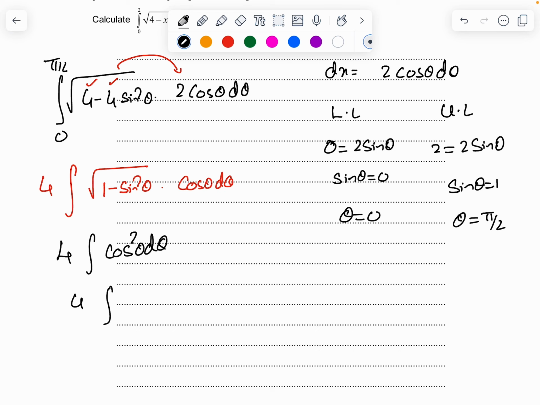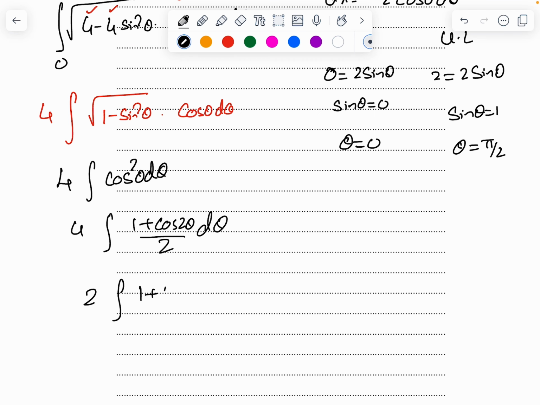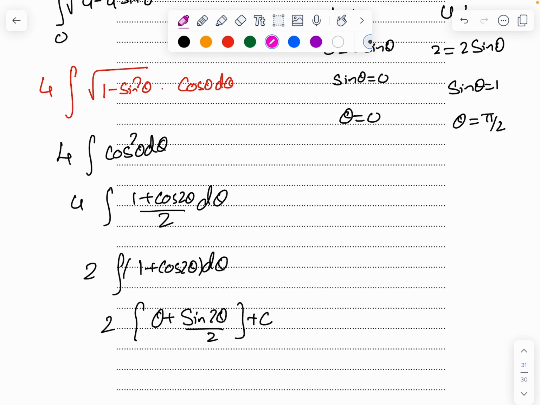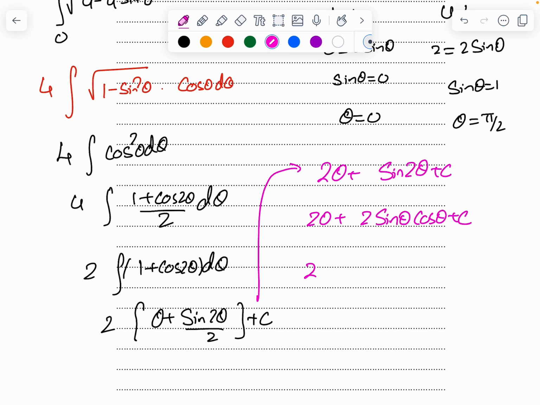And 1 plus cos 2 theta divided by 2 d theta. So 2 times 1 plus cos 2 theta d theta. So 2 times theta plus sin 2 theta by 2 plus c. So it becomes 2 theta plus sin 2 theta plus c, which is 2 theta plus 2 sin theta cos theta plus c.